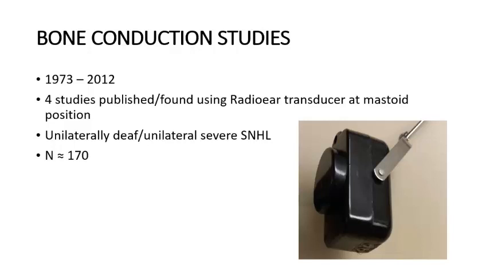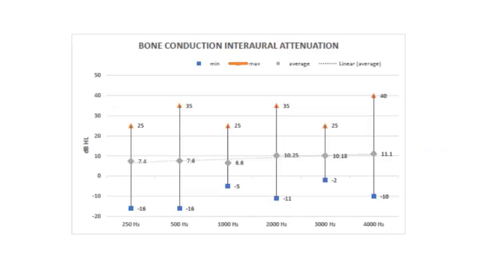Let's now move on to bone conduction, and we'll look at interaural attenuation. I found only 4 studies that looked at bone conduction attenuation that used our typical radio ear device and unilateral sensory neural hearing loss subjects. And here's a data plot showing the min-IA, mean or median IA values, and also our max IA values. So we can see that there are subjects who show quite high levels of attenuation when testing on the non-hearing ear compared to the hearing ear. You can see that the max IA values range somewhere between 25 and 40 dB. So that's quite a high level of attenuation.